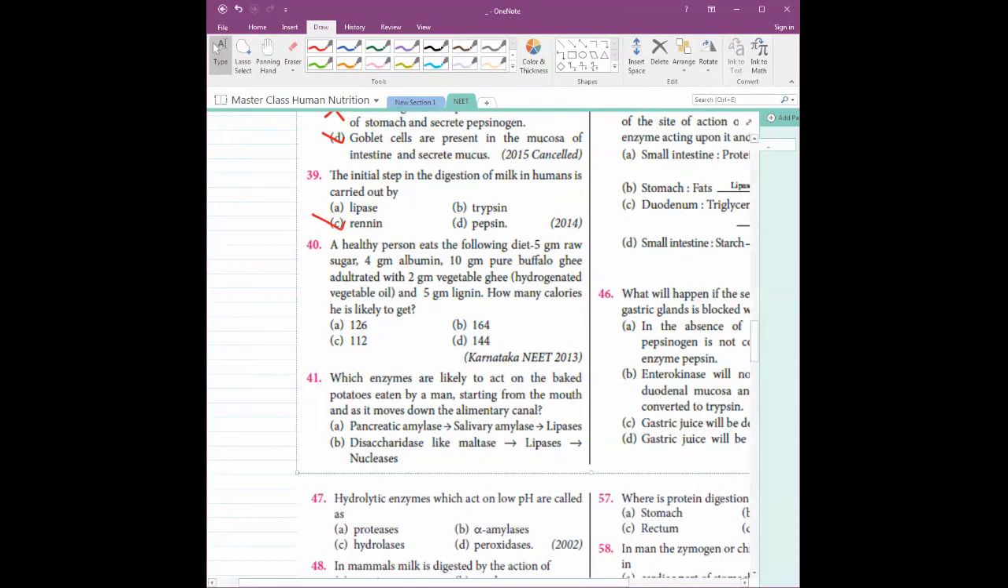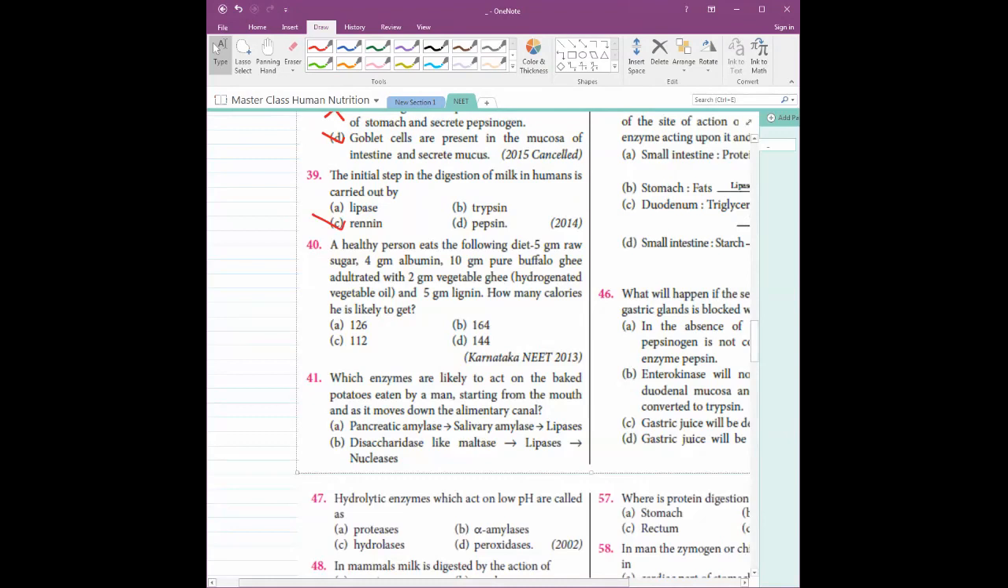Akanksha. Okay, a healthy person eats the following diet: 5 grams of raw sugar, 4 grams of albumin, 10 grams of pure buffalo ghee, adulterated with 2 grams of vegetable ghee, hydrogenated vegetable oil, and 5 grams of lignin. How many calories is he likely to get? Oh my God. Guys, now how are we going to calculate this thing?